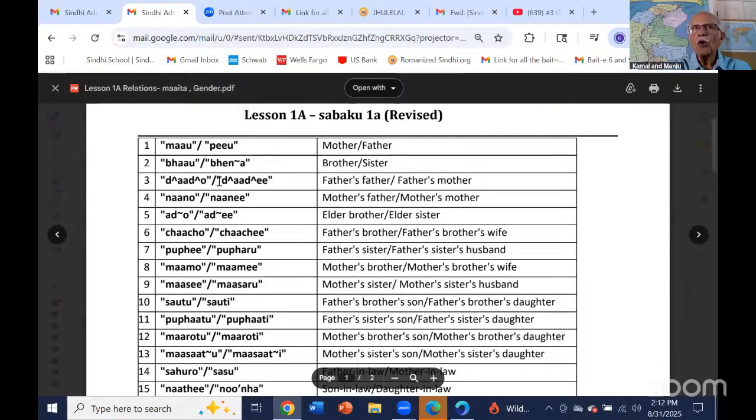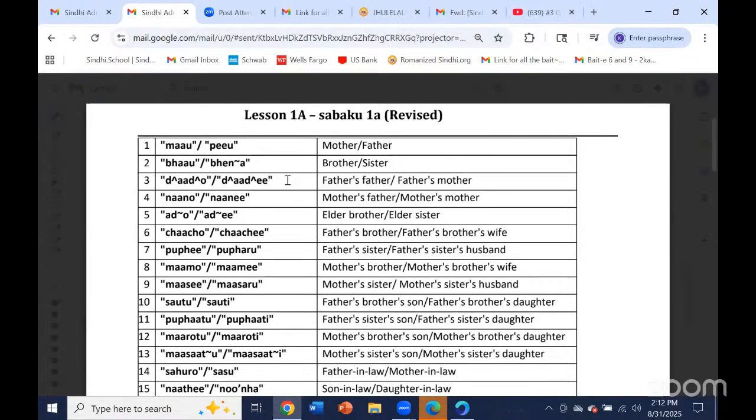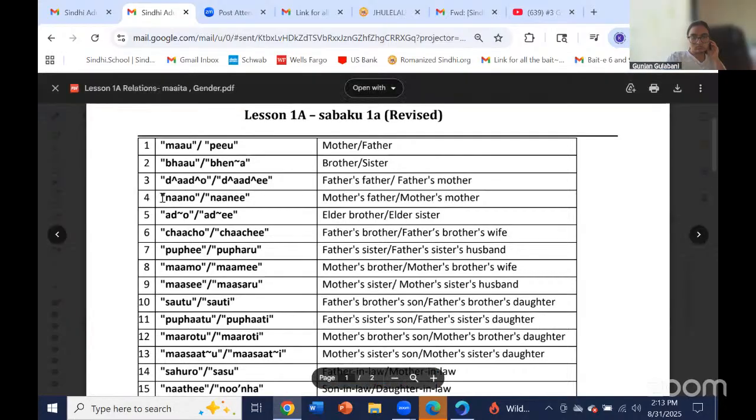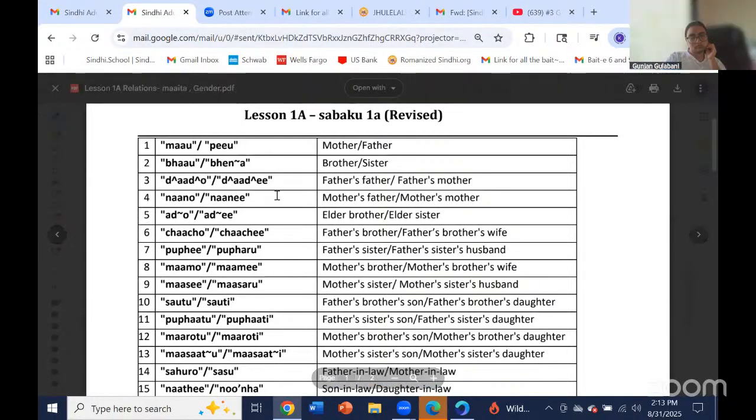Then comes Dado, Dadi. Father's father is Dado and father's mother is Dadi. Grandfather, grandmother, you call them Dado, Dadi on father's side, and on mother's side Nano, Nani. Do you see the principle here? O and E. Masculine is Dado, feminine is Dadi. Nano, Nani. Correct?